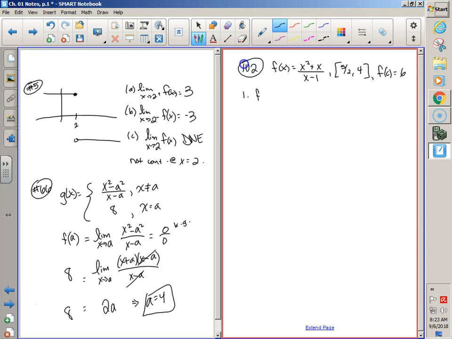f has... is f continuous everywhere? No. Where is f not continuous? But is f continuous on the closed interval 5/2 to 4? Yes. Why? Isn't this 2.5? Okay. Well, 1 is not 2.5, or it's not in between 2.5 and 4. So therefore, it's continuous everywhere because its discontinuity is not even in the interval. Does that make sense? Okay.